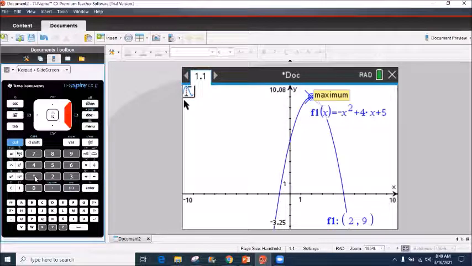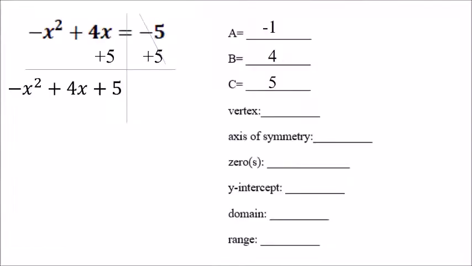My calculator is also helpful in letting me know that that is the maximum value, but I know that any graph that has a high point has a maximum value. So now back at my problem, my vertex is 2, 9. Knowing that, I can find the axis of symmetry. The x in axis of symmetry reminds me that it's going to be an x equals equation equal to the x value in my vertex. So my equation is x equals 2.